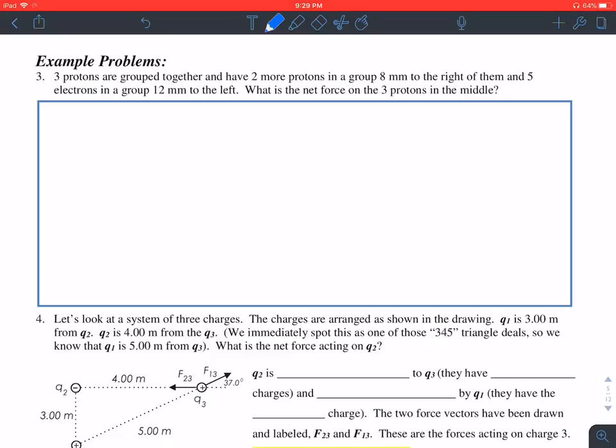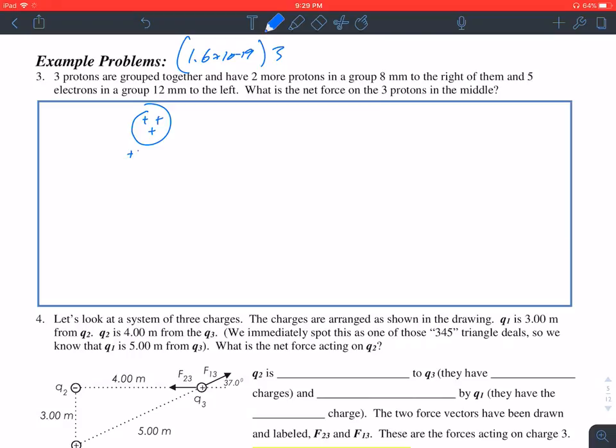We have 3 protons grouped together. So we've got this point charge, remember, and it is 3 protons together, which means if one proton is 1.6 times 10 to the negative 19th, then it's 3 protons, so we multiply that by 3, and we know that this is a positive.